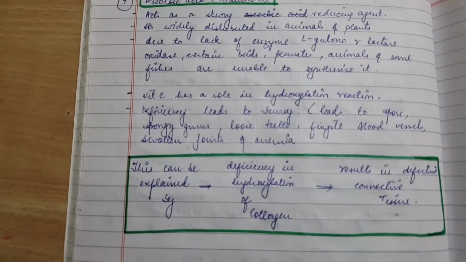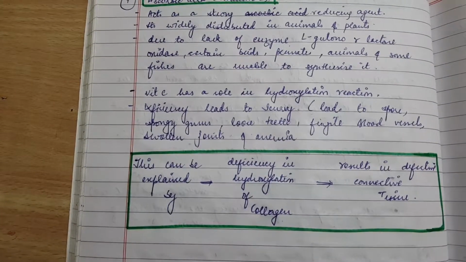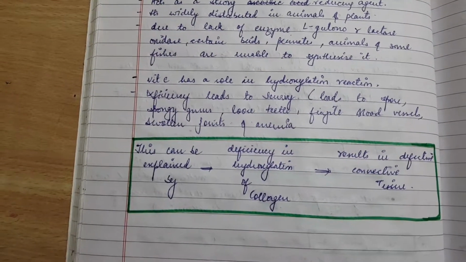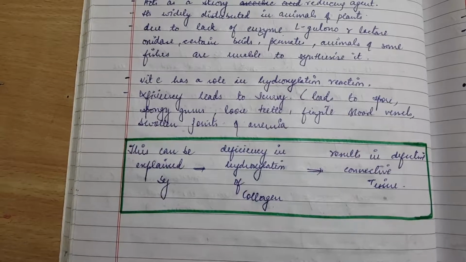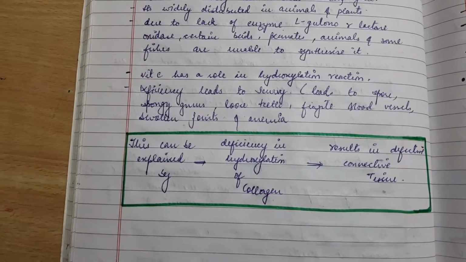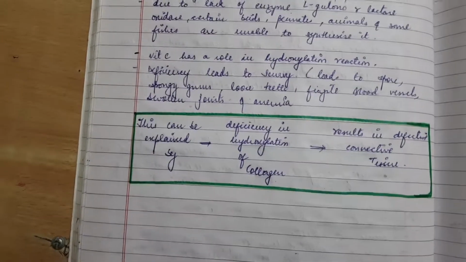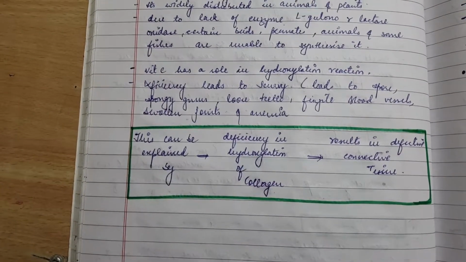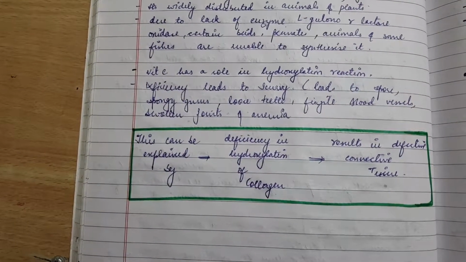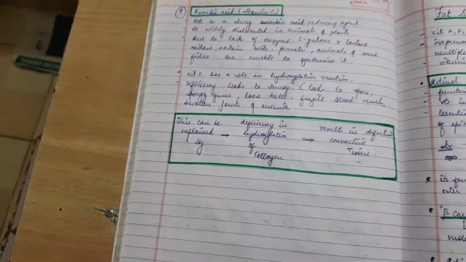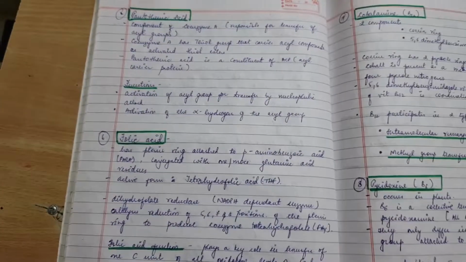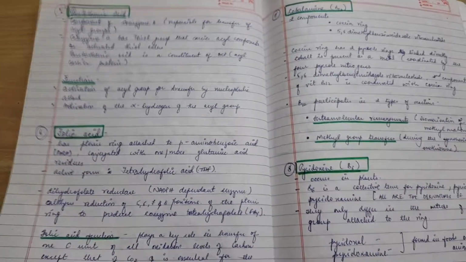Vitamin C has a role in hydroxylation reactions. Deficiency leads to scurvy, okay, and leads to sore and spongy gums and loose teeth, fragile blood vessels, swollen joints and anemia. This can be explained by deficiency in hydroxylation of collagen, which results in defective connective tissue. So this is all about the water soluble vitamins.